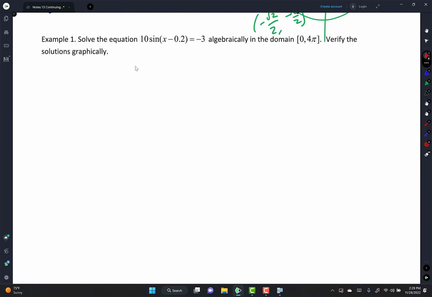So now let's go ahead and solve this. So look how simple this is. It's actually really simple, guys. It's not a perfect coordinate. It says algebraically. So this is what I want to see. I'm trying to solve for x. I want all the answers between 0 and 4 pi.